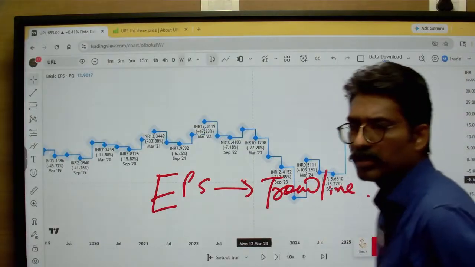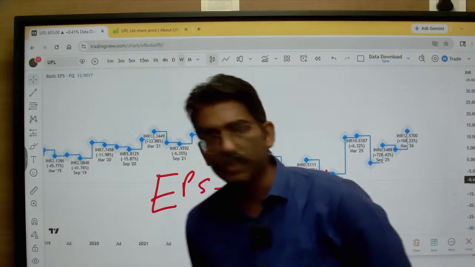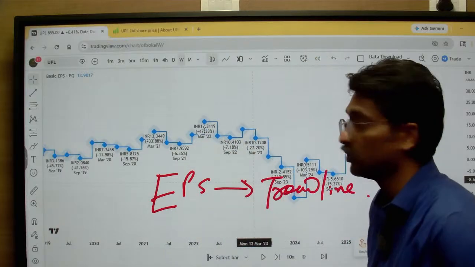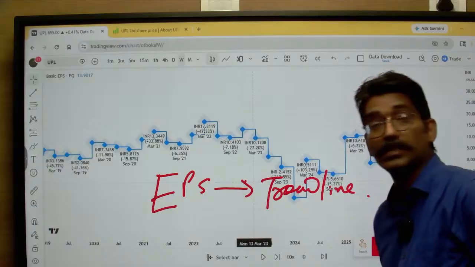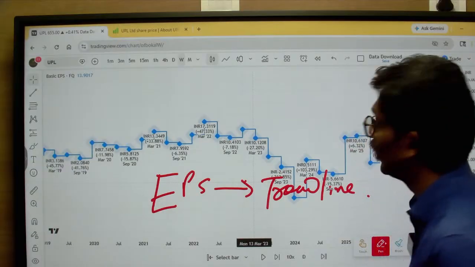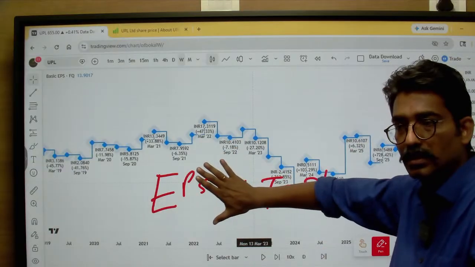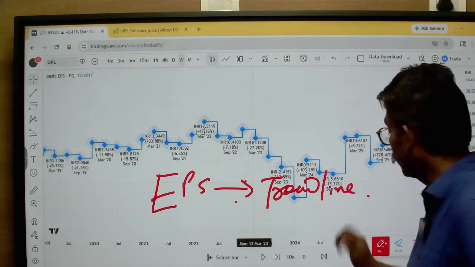I've not seen a book. I've not seen my professors do that. I wish we were taught the way I am teaching you guys. EPS trend analysis, my life would have become simpler 20 years ago had someone told us. Simply plot it, and there is a direct correlation.